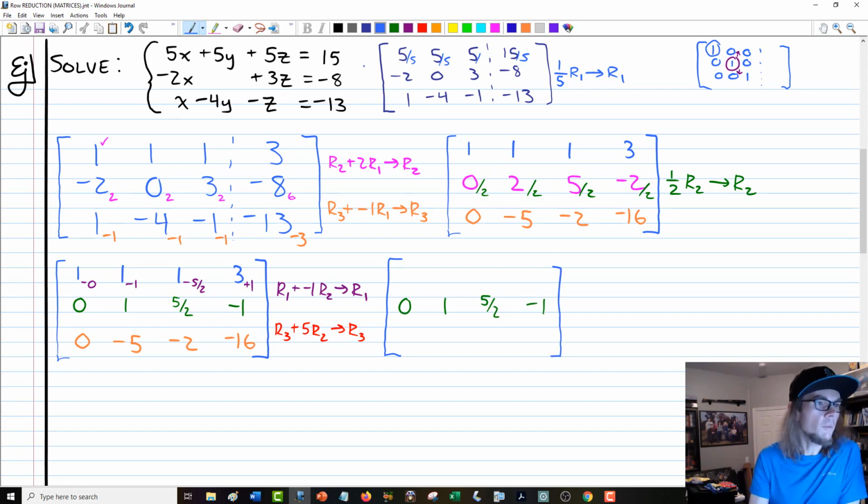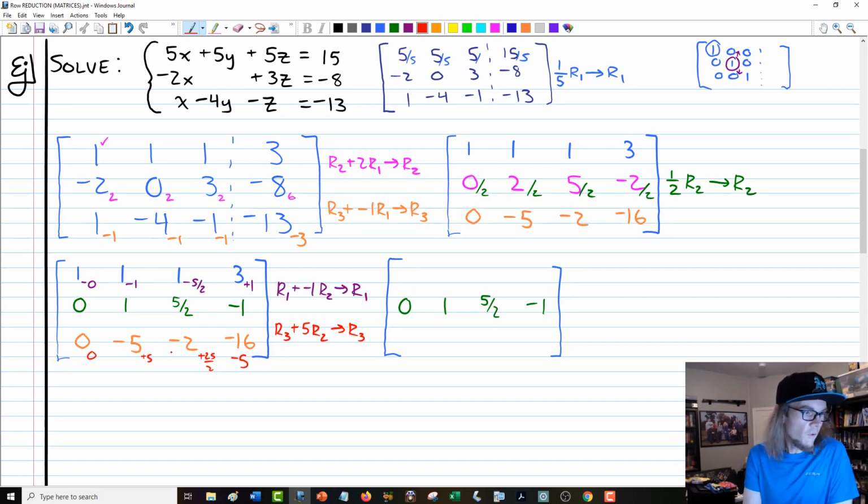Okay, so now in executing these things, before I go forward, I should go ahead and do the 5 times row 2. That's going to be +0, +5, +25/2, oh joy, and then +-5. So actually I'm just going to write that as -5. I hope that's okay. So there we go.